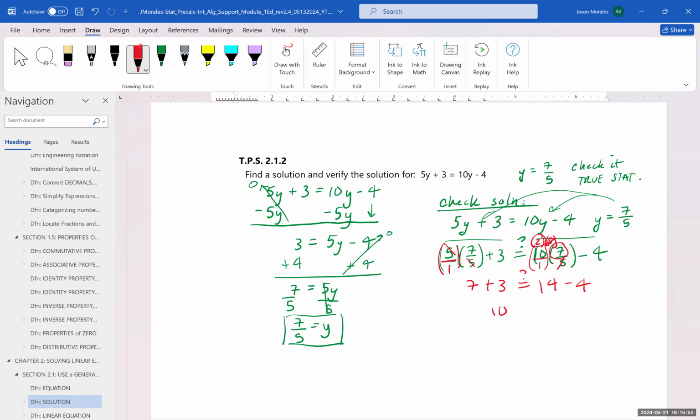Here on the left, we get 10. On the right, 14 minus 4 is also 10. That's a true statement. 10 is equal to 10. So that tells us that our solution is correct.